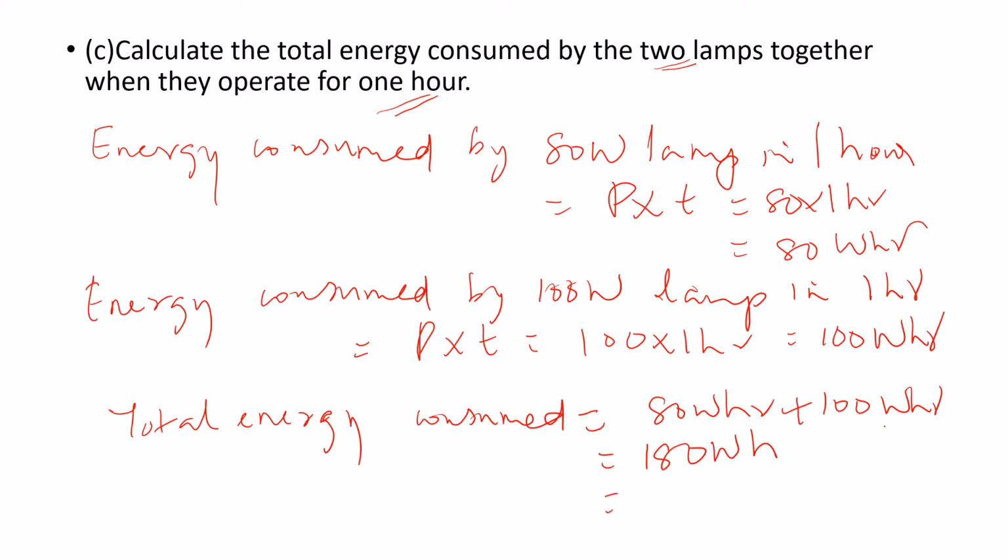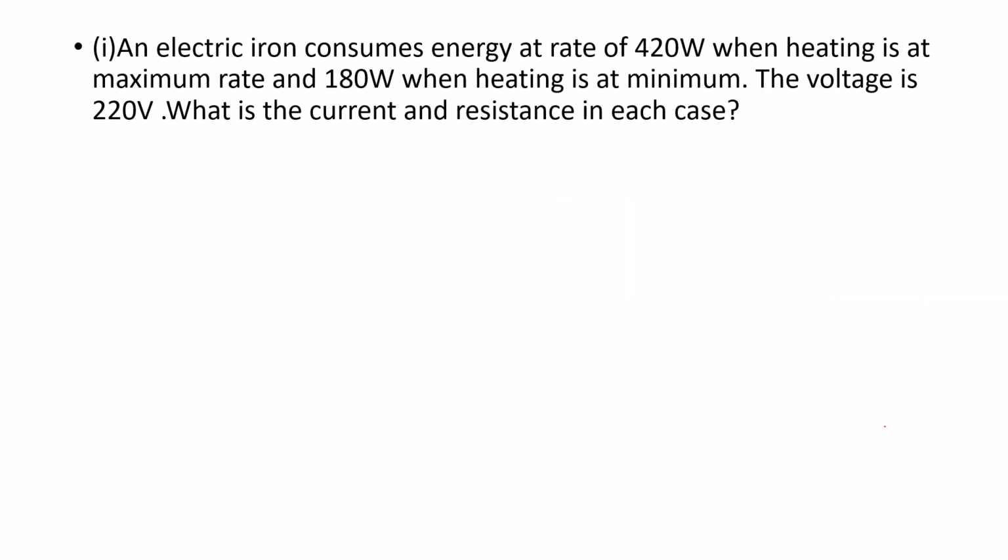So you can convert into kilowatt by dividing by 1000. So when you divide by 1000, it will be 0.18 kilowatt hour. And if you want to convert into unit, you can write it as 0.18 units, because 1 kilowatt hour is 1 unit.